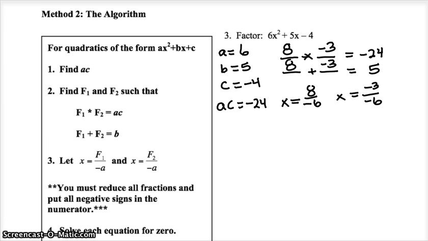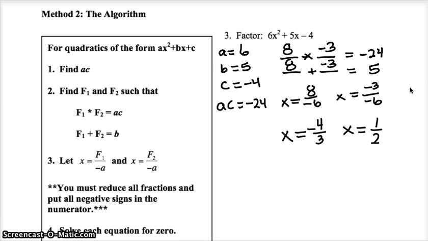Alright, this next step is crucial. I must simplify both equations, and if there are any negative signs, they need to be moved to the top. So, this equation simplifies to negative 4 over 3, and our second equation simplifies to 1/2.